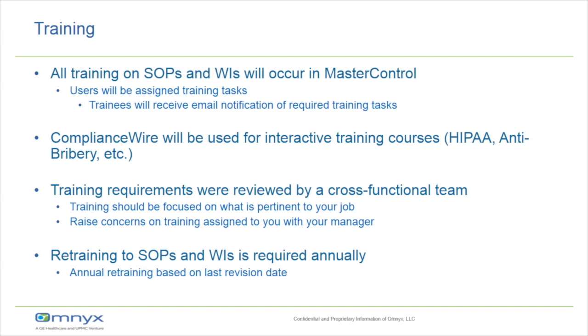Besides standard operating procedures and work instructions, Omnyx has additional training requirements on areas such as HIPAA, anti-bribery, and harassment. These courses are more interactive, and the training will be performed in ComplianceWire. Although training at Omnyx is split into two systems, both systems notify the trainee by email when new training tasks are assigned and will send reminder emails for training tasks that have not been completed.